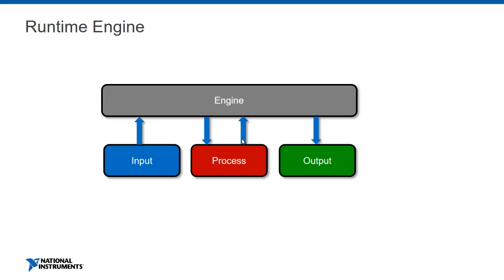We have to tell the templates which one of these methods a particular channel is supposed to go to. Is it an input to the engine? Is it a processing parameter from the engine to a processing method? Is it a processing result from a processing method to the engine? Or is it output data from the engine out to the outside world?